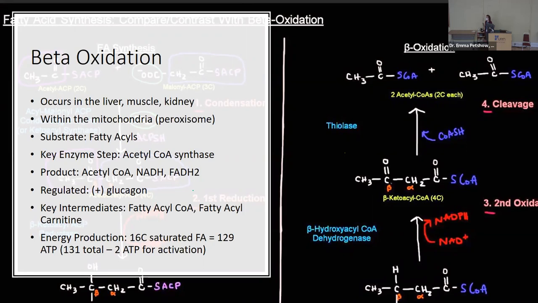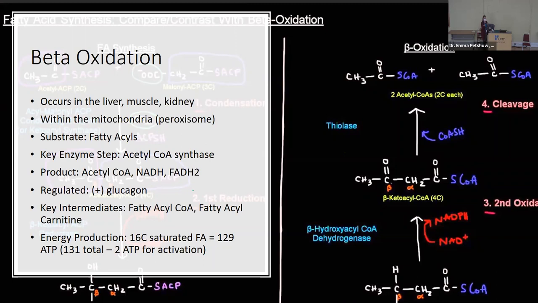At the end, if you have a 16 carbon molecule, you could get 129 ATP. You'd actually get 131 minus 2 for activation. So again, if you had to choose what is the highest yield of ATP in a biochemical process, beta oxidation would be your best bet, but it would also be the longest, right?